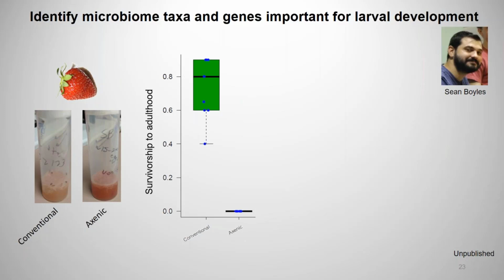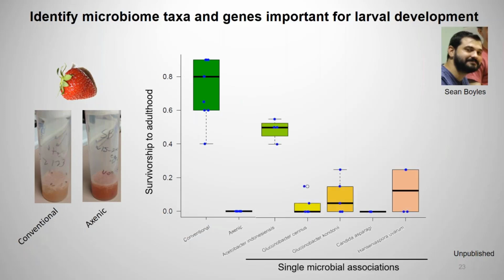And that's good news, because that means the microbiome could potentially be a target that we can eliminate or disrupt in order to disable the flies from developing on strawberries. We also isolated a range of microbes from the SWD gut, and we found that if you supplement those microbes back in the food, they can rescue SWD development to different degrees.